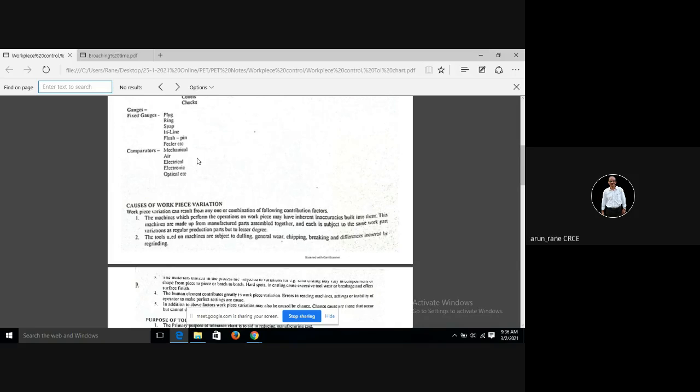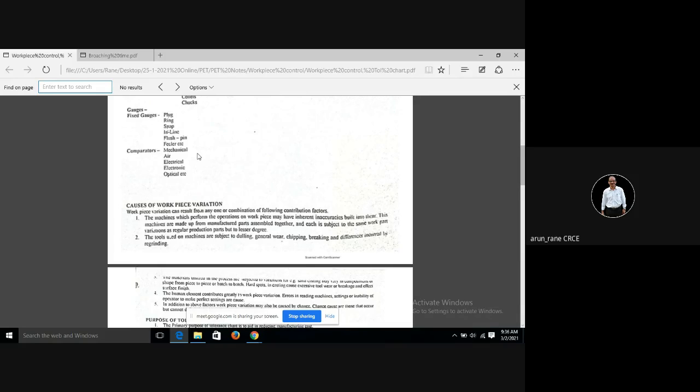Now what is the meaning of go and no go? The go should go, that is it should pass easily in the workpiece, in the bore, and the no go should not pass. So both criteria have to be met. Then only is the component passed or accepted.